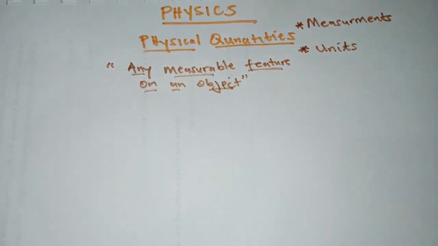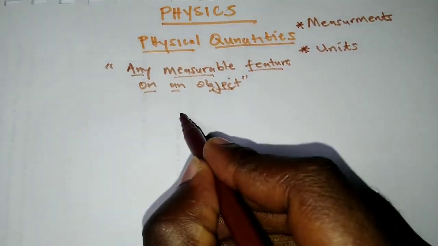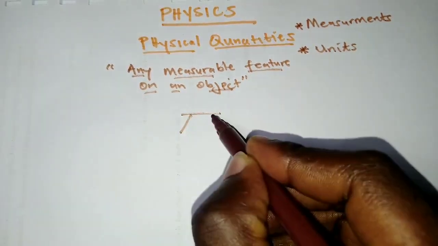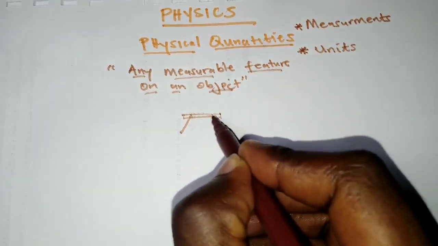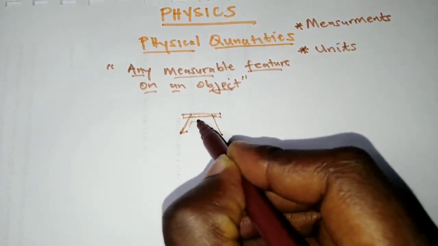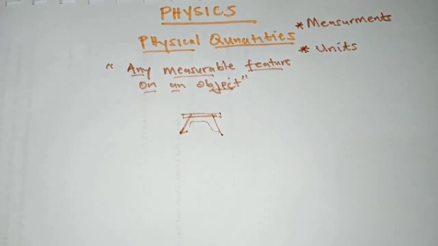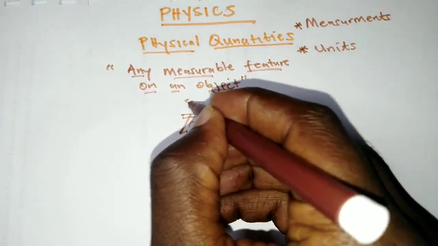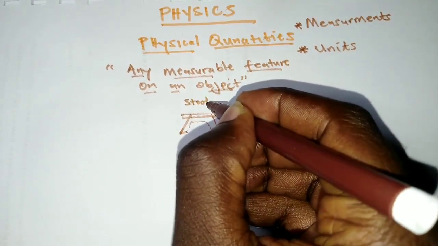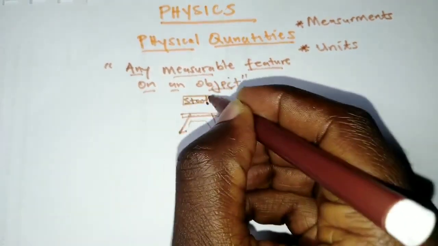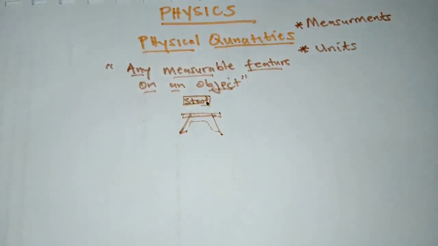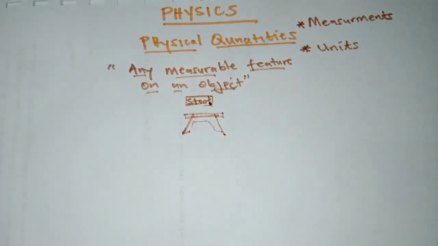Let's say this is a stool. If we have a stool like this, it is an object. In this object, we need to look at whether there is any feature that can be measured. These are what we call physical quantities.